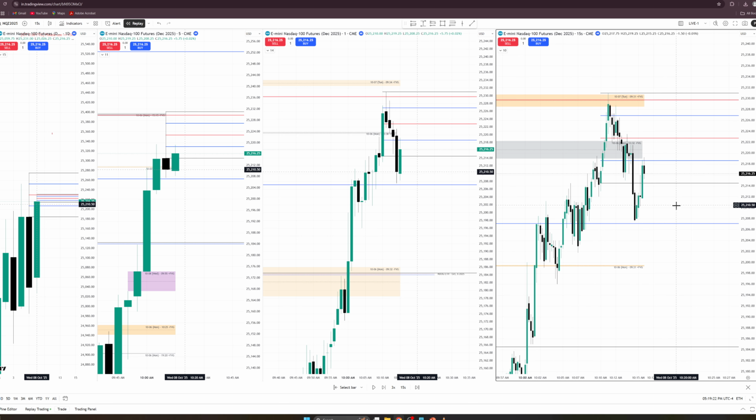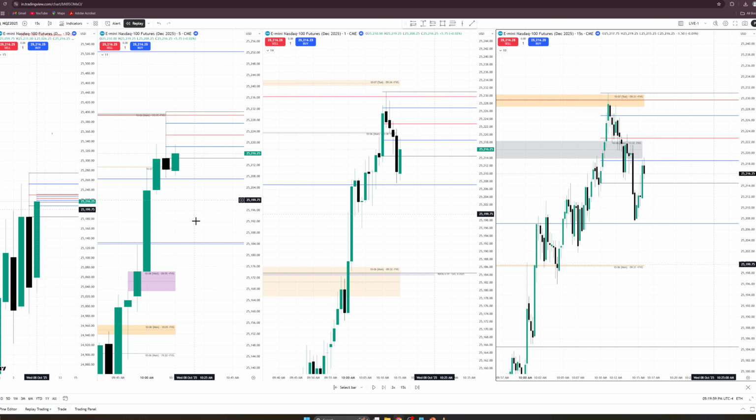Next thing is, whenever there is any PD array, we want to see a reaction from that PD array. That is, we want to see that the market is changing its direction from that PD array. So currently the market was going up, right? So when the market has encountered this premium wick midpoint, what we anticipate is some kind of reversal or change in direction. The market was currently going up, so we want to see a reversal from here.